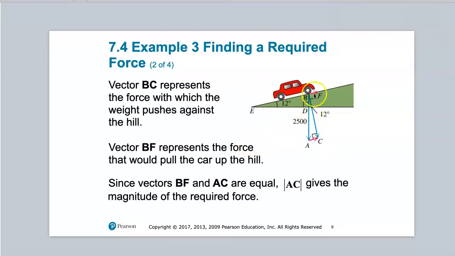Now, BF, this force right here on the hill itself, is going to be equal to the force right here, which is this far side of a right triangle. So we can use sine. You see, we got a 12-degree angle, sine, not cosine. We have the opposite side that's unknown, but we do know the hypotenuse. As it turns out, the 2,500, the weight, which is from gravity, is the hypotenuse of this right triangle. So take this diagram and just apply it to your monolith problem and just change the numbers and you'll be golden.